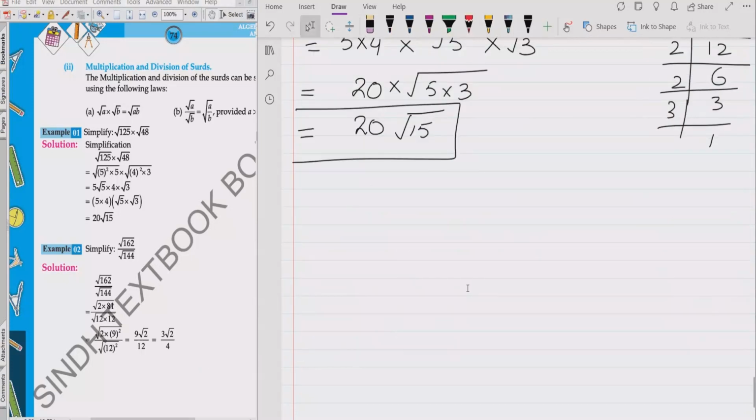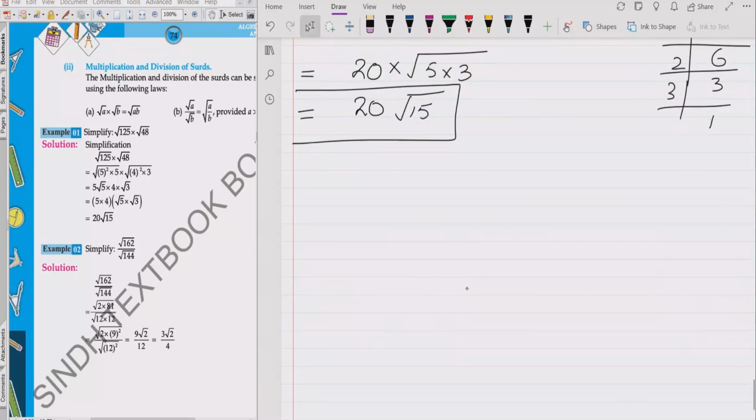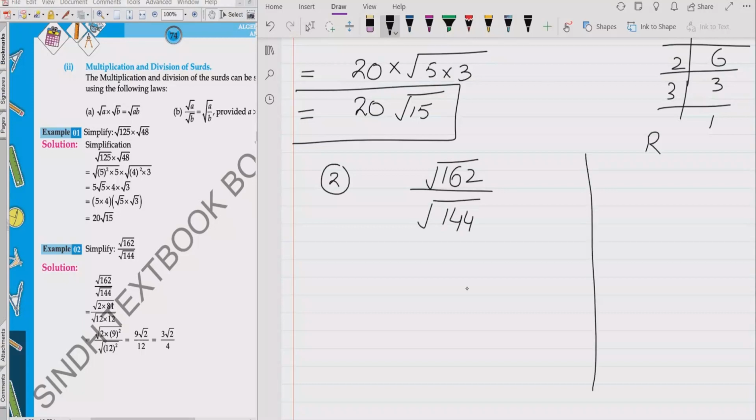And if we talk about the division method, for division, question number 2, we can solve root 162 divided by root 144. First, we will do some rough work here. 162 divided by 2 is 81, 2 eights are 16, 2 ones are 2, and then 9 nines are 81, 9 ones are 9.